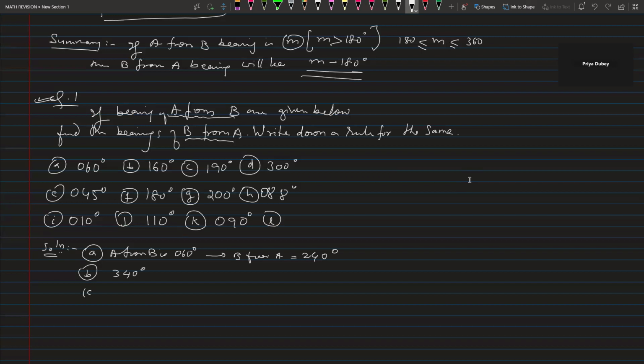Okay. Tell me the answer for C. It is 190. Now it is greater than 180. So what will you do? Wait, could you revise the rule for this one? See there, you can see the rule: M minus 180. So M is 190. So 190 minus 180 is how much? 10. Yes, 10 degrees.